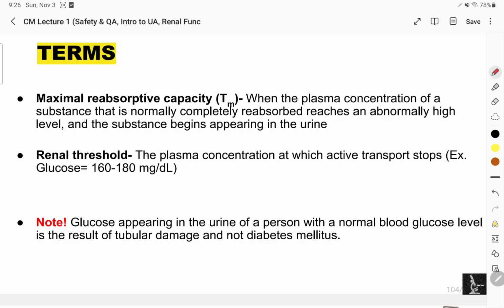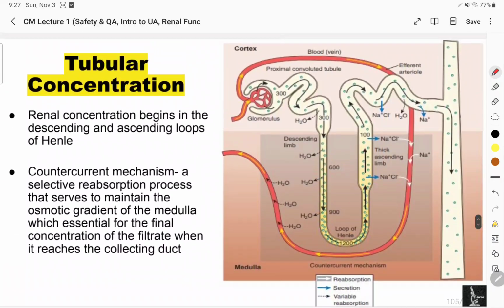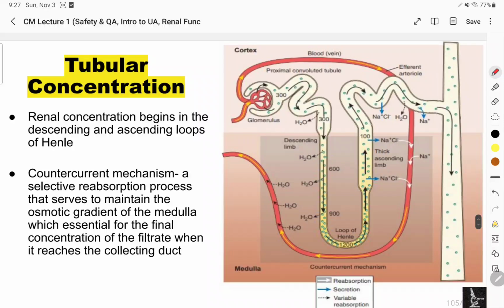Okay? If diabetes mellitus, both in the plasma and the urine, you will see, in the plasma, an increased concentration of plasma glucose, blood glucose, and in the urine, of course, kita ka og positive glucose test. But if the person has normal blood glucose level, kita ka og positive glucose test sa urine, meaning tubular damage. Okay? Okay, tubular concentration on the other hand, renal reabsorption.